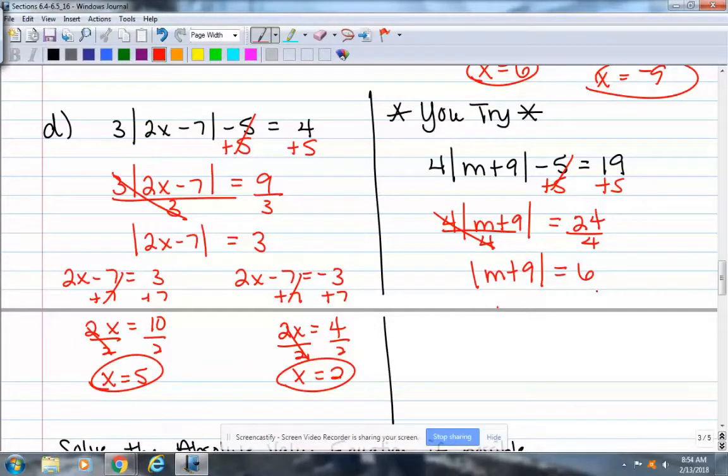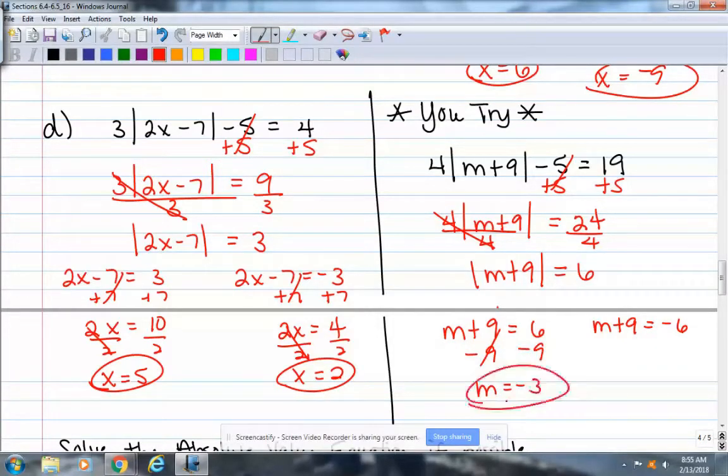6. So then we have to consider m plus 9 could equal what 2 things? Yeah, m plus 9 could equal 6, or m plus 9 could equal negative 6. So what do I have to do to get the m's by themselves? Subtract the 9. What is 6 minus 9? Negative 3. And then I subtract 9 over here, and m equals what? So m could be negative 3 or negative 15. Raise your hand if you got those two.